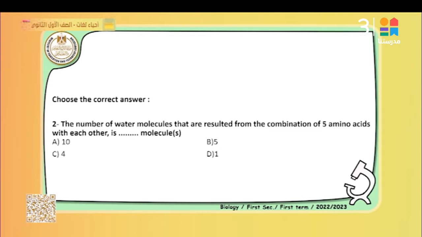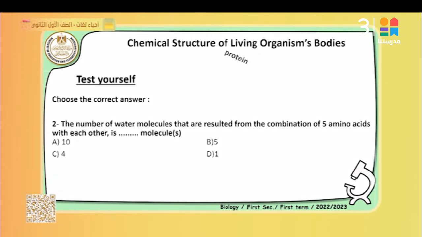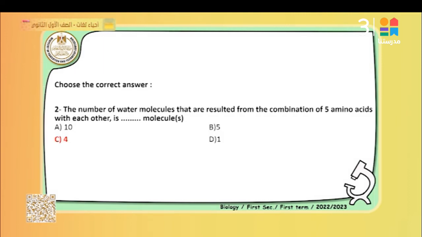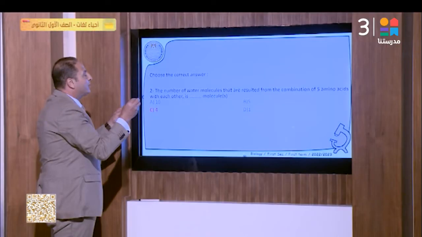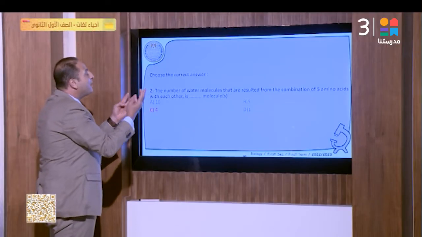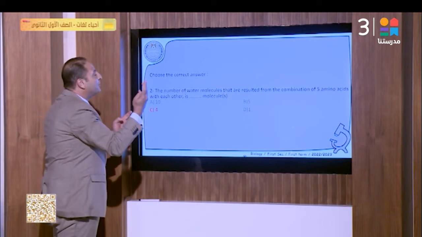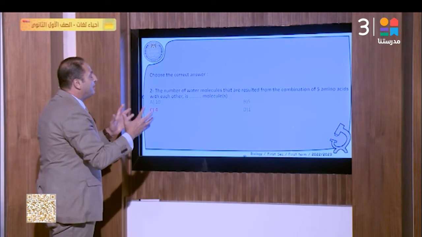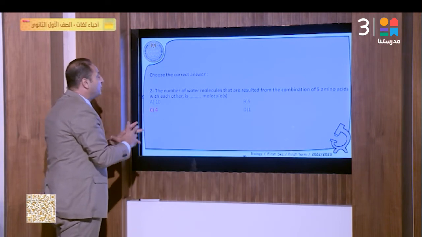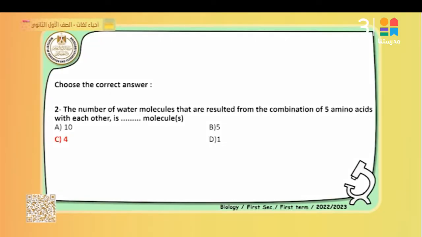The best answer is 4. Why? When an amino acid bonds with another amino acid, 1 molecule of water is removed. But it's 5 amino acids, so 4 water molecules are removed and 4 peptide bonds are formed during the combination of 5 amino acids together. That's right.